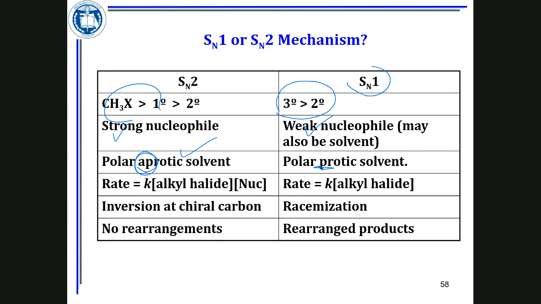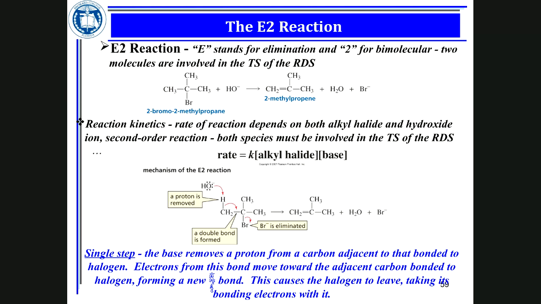The rate of the reaction for Sn2 is bimolecular. The rate of reaction for Sn1 is unimolecular. For Sn2, we have inversion of the chiral carbon: R changes to S, S changes to R. But for Sn1, if you start with R, you end up with a mixture of R plus S. No rearrangement for Sn2, but you have rearrangement for Sn1, when you have a hydride shift or chance for methyl shift.